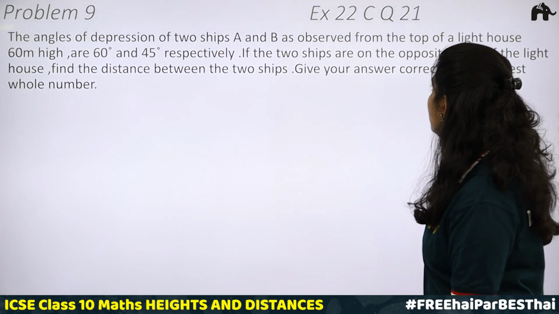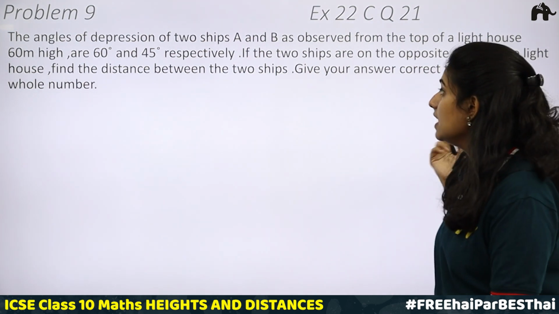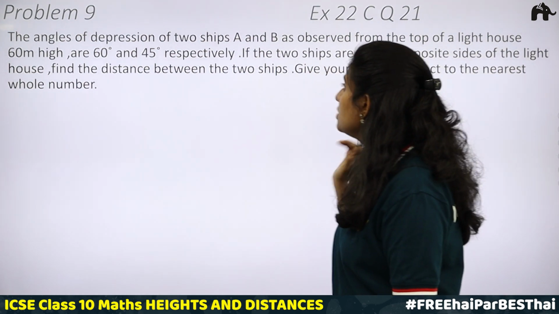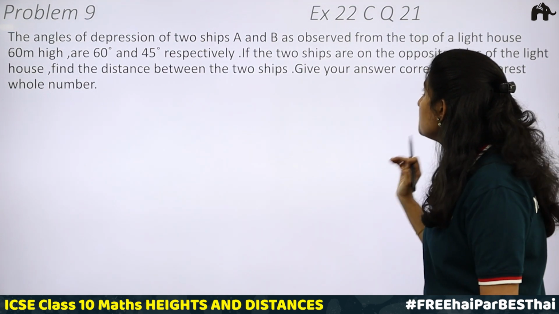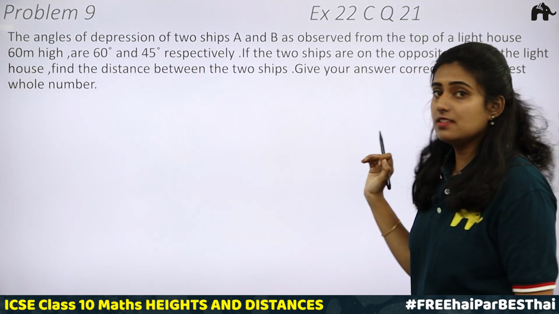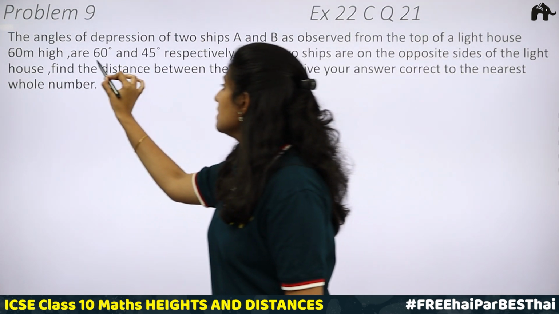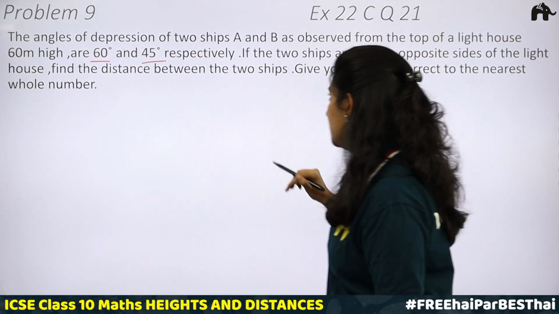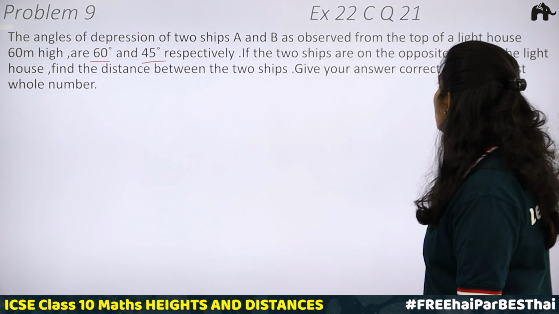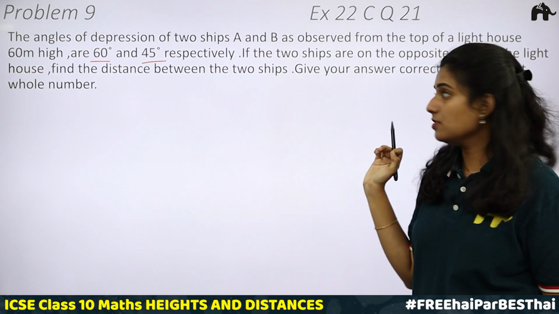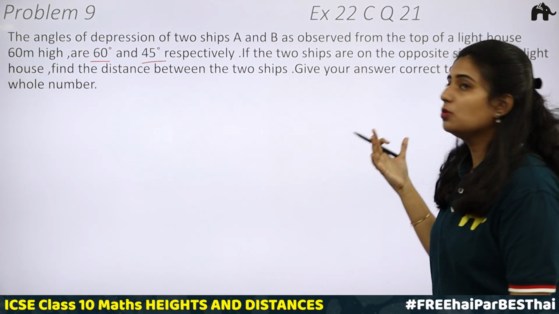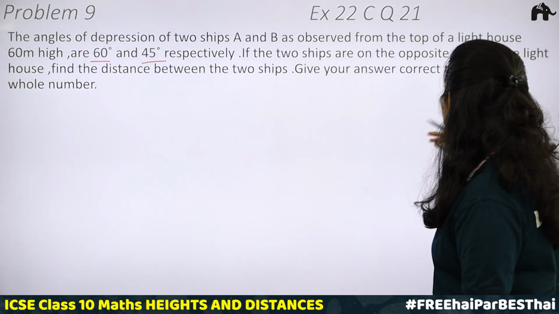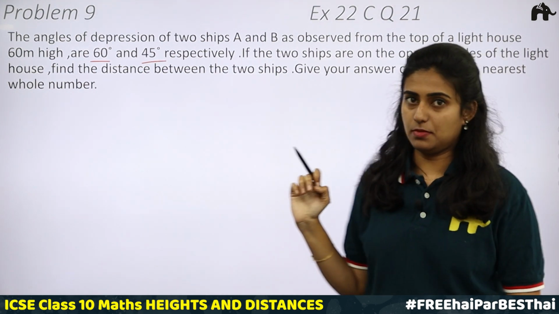Problem 9, question 21 of exercise 22C. The angles of depression of two ships A and B as observed from the top of a lighthouse 60 meters high are 60 degrees and 45 degrees respectively. If the two ships are on the opposite sides of the lighthouse, find the distance between the two ships. Give your answer correct to the nearest whole number.